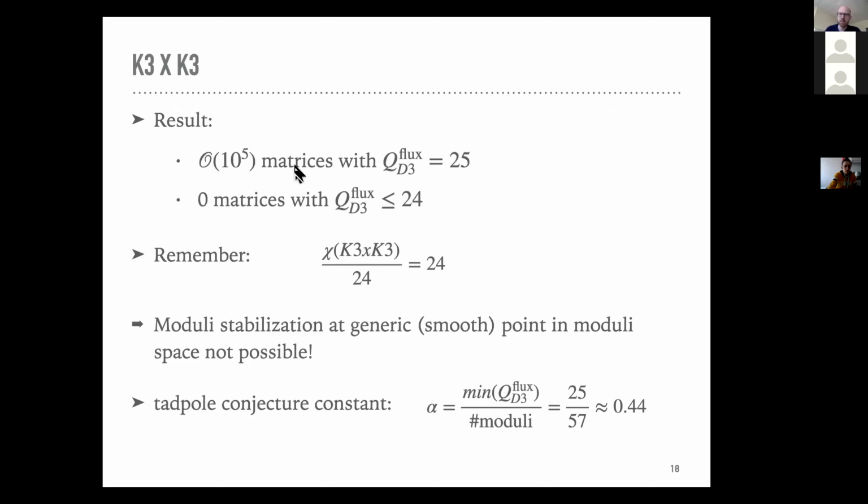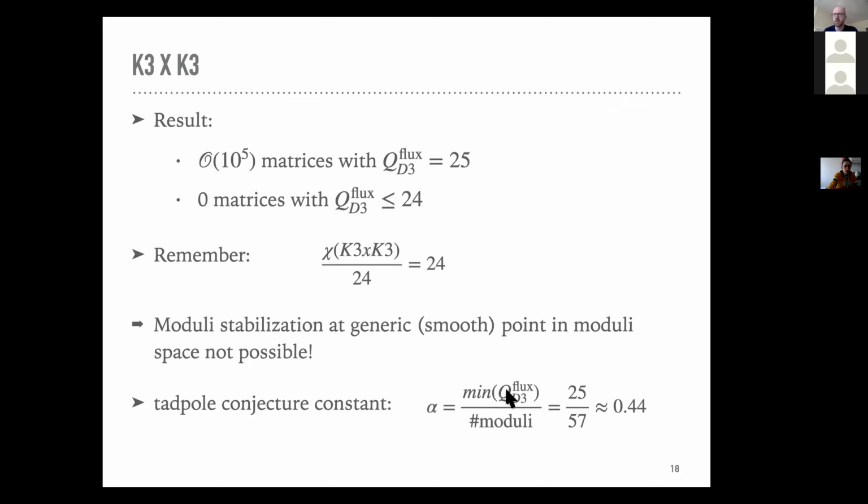We let this algorithm run for actually weeks, and we easily generated this large number of matrices with a tadpole charge of 24, but we never found anything smaller. So by now we are very confident that this is actually the best we can do. So this indicates that the moduli stabilization at the generic smooth point in moduli space is not possible within the tadpole bound.